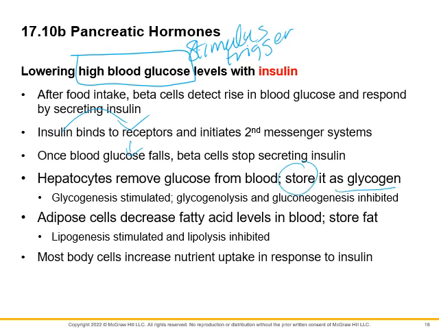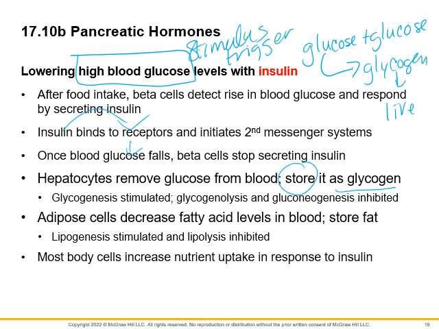We're going to store it as glycogen. So basically, if you have one glucose and another glucose, and you want to take that and turn it into glycogen and store glycogen in your liver, what is responsible for that? Insulin. Insulin can also tell adipose cells to decrease the amount of fats that are put into the blood and to store fat.